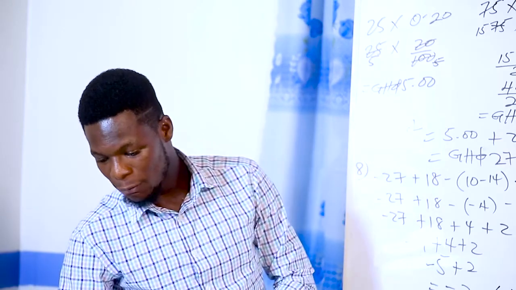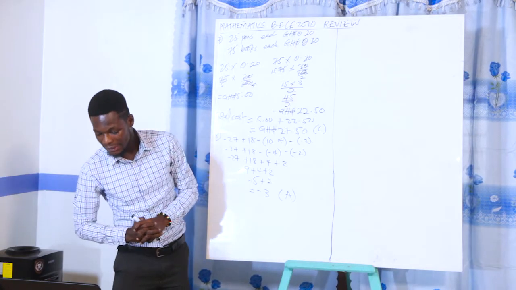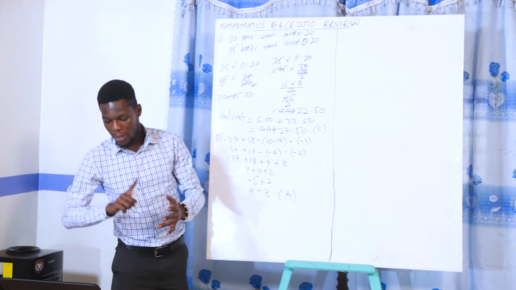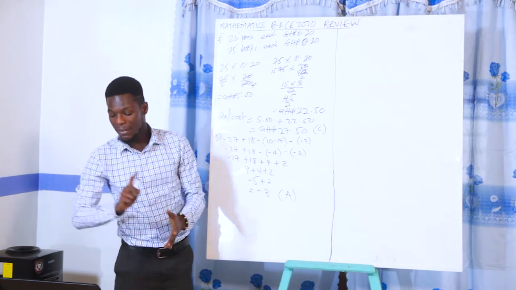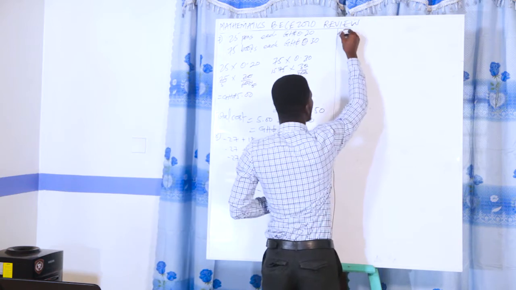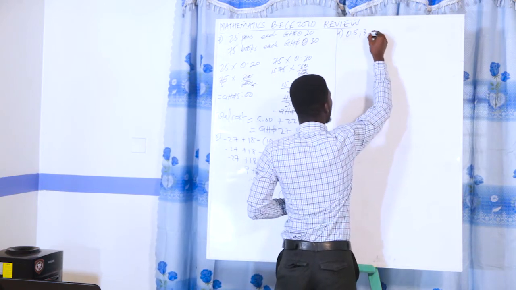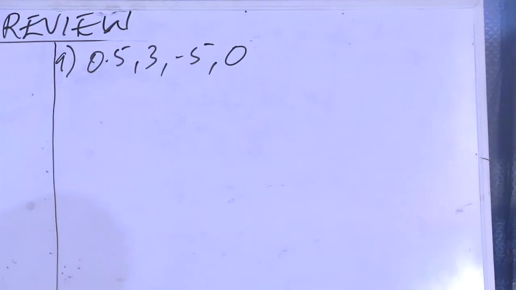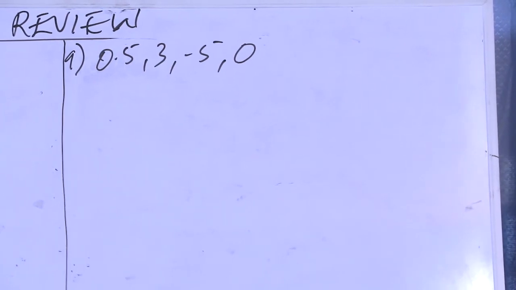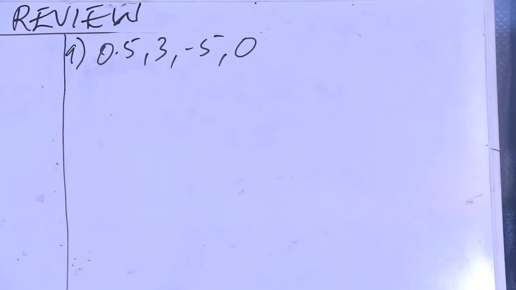Question 9. Arrange the following numbers from the lowest to the highest. We have 0.5, we have 3, we have negative 5, and 0. And we have been asked to arrange from the lowest to the highest.